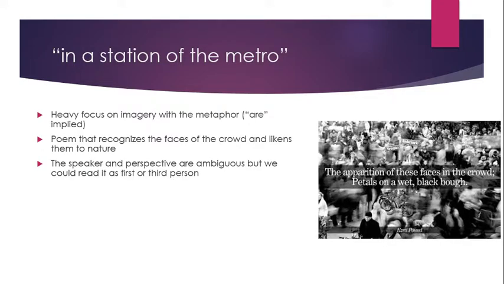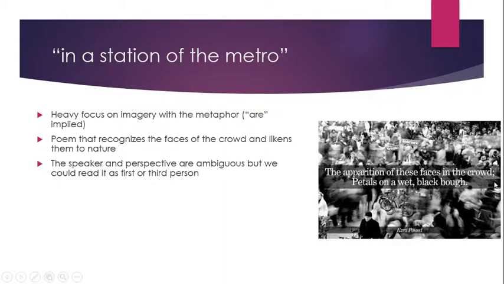So this poem, In a Station of the Metro, is only 2 lines, and actually it was much longer, but he cut it to these 2 lines. These were the lines that he came back to. These are the most important. So it's very imagery-centric. We have this sort of implied metaphor here. So the apparition of these faces in the crowd, petals on a wet black bough.